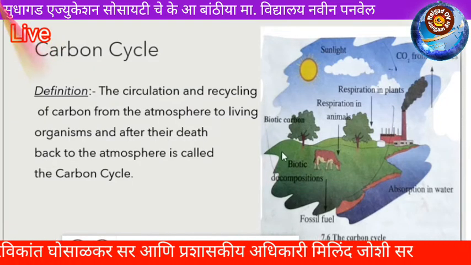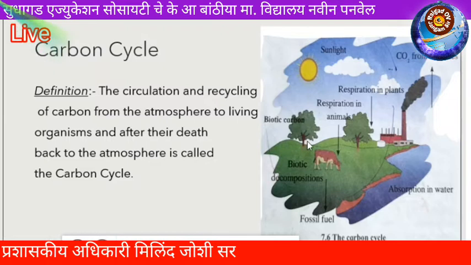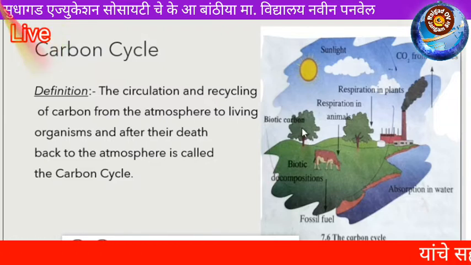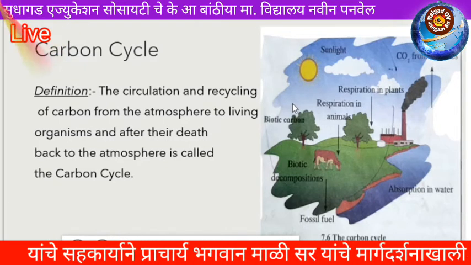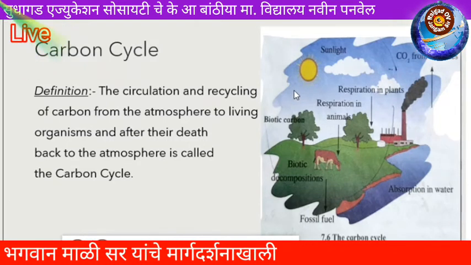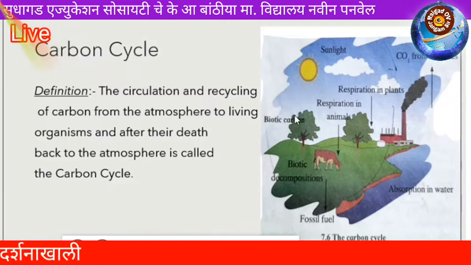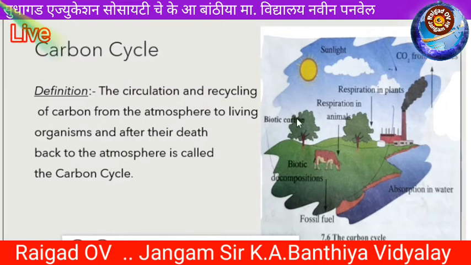Plants use carbon dioxide and water as raw material in the presence of sunlight and chlorophyll. They make their own food by the process of photosynthesis, and in this process, carbon dioxide is converted into carbohydrates. These green plants are eaten by primary consumers, and these primary consumers are eaten by secondary consumers, and secondary consumers are eaten by tertiary consumers, meaning top consumers.